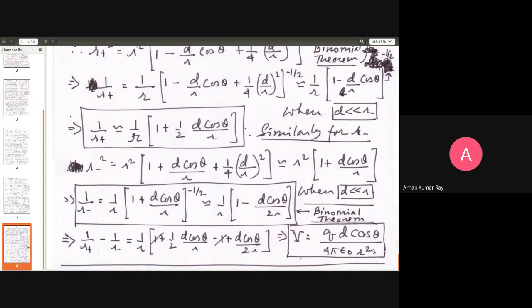So cos theta is anyway a dimensionless quantity. D by r is also a dimensionless quantity. So basically dimensionally it is still the same thing. Q divided by 4 pi epsilon naught, a length dimension. That much is there.